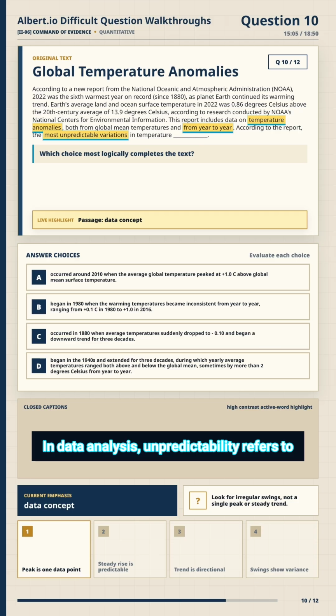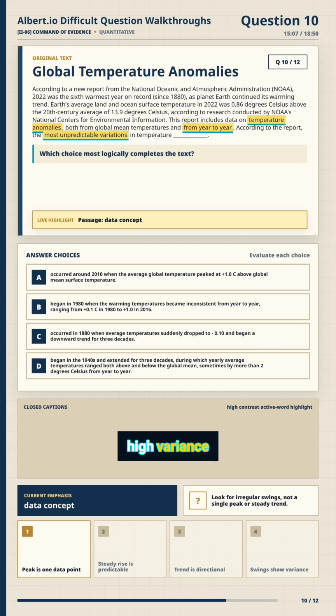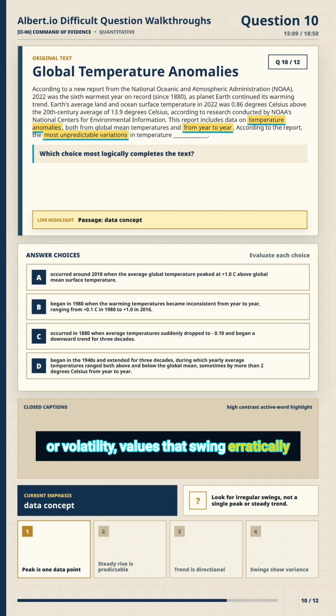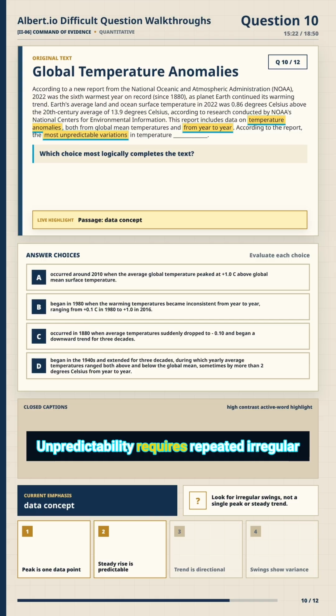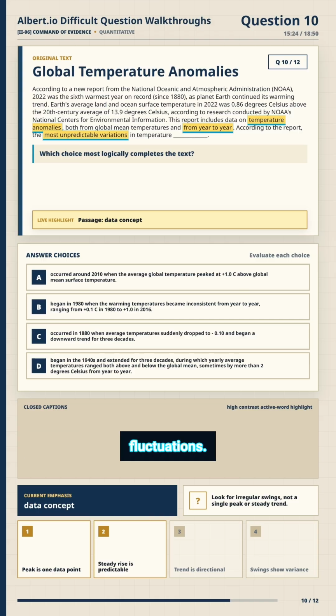In data analysis, unpredictability refers to high variance or volatility, values that swing erratically from one observation to the next with no consistent direction. A long, smooth upward trend is not unpredictable, even if values change. A singular peak is not unpredictable, it's a singular data point. Unpredictability requires repeated, irregular fluctuations.